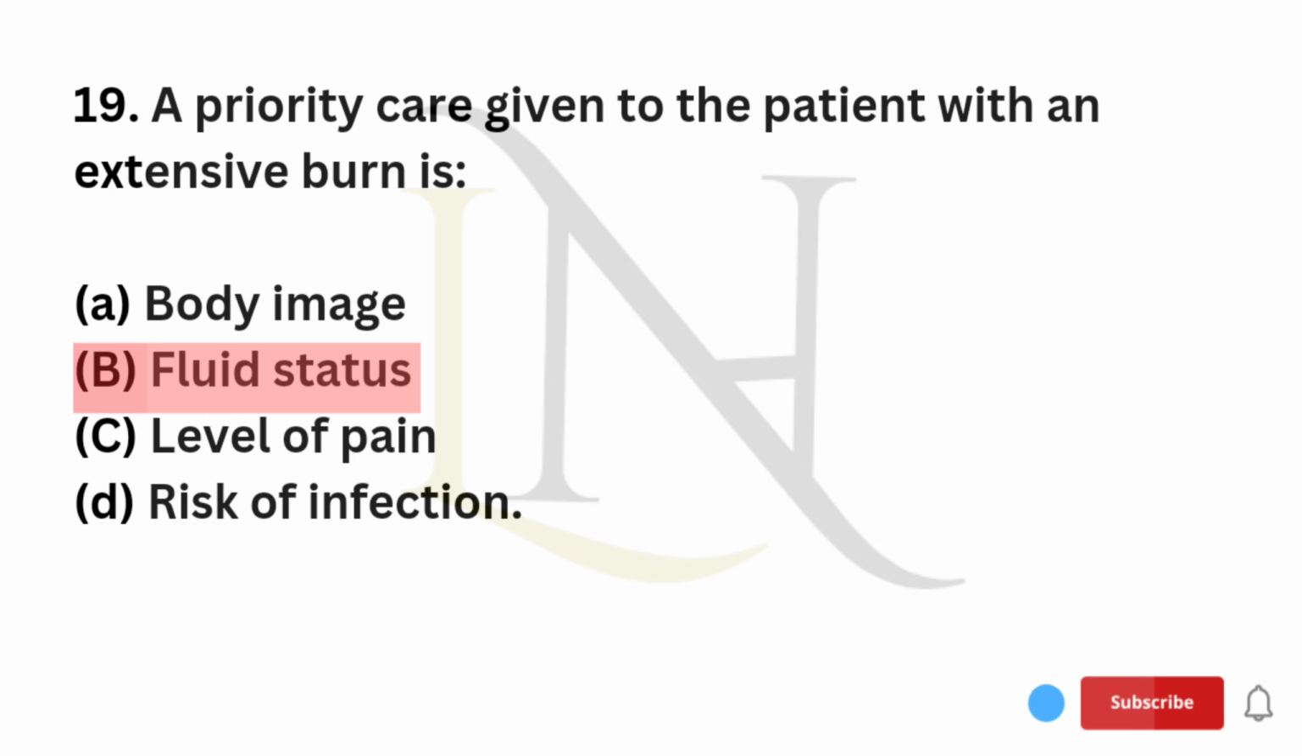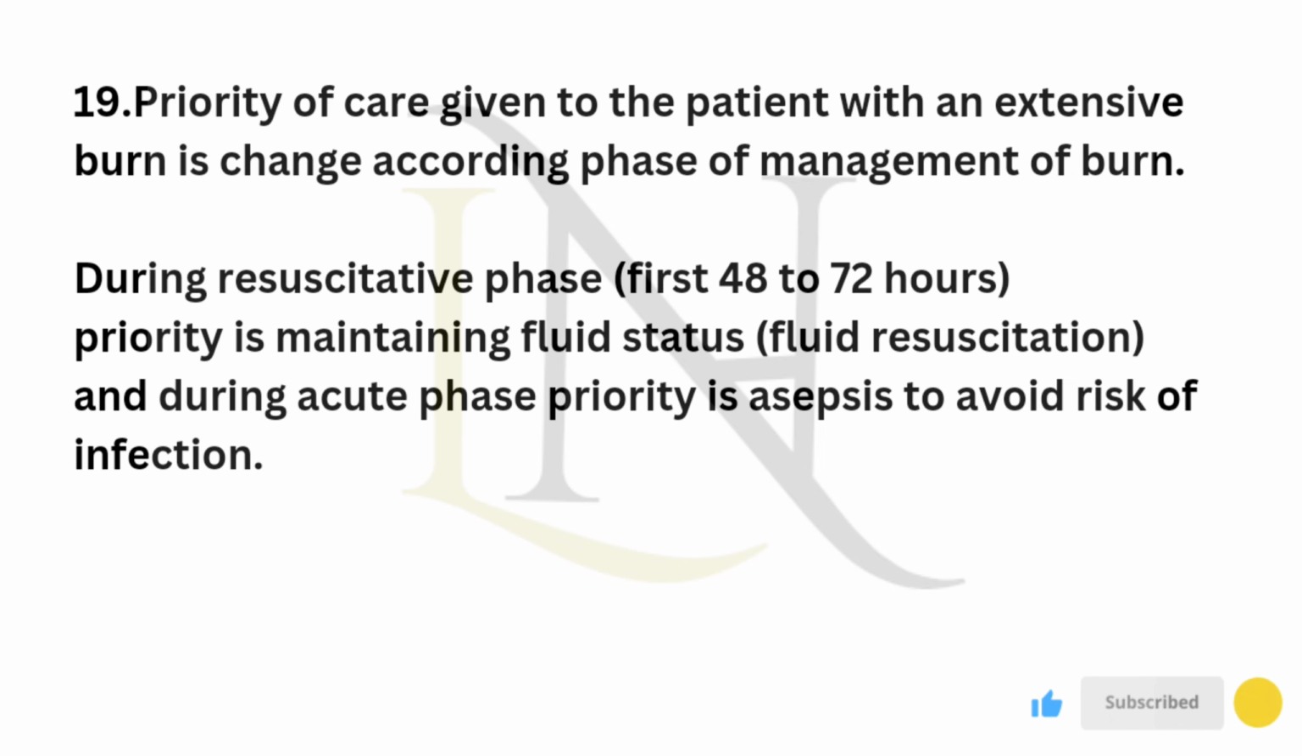We will see the rationale. Priority of care given to the patient with an extensive burn is changed according to the phase of management of burn. During resuscitative phase, meaning first 48 to 72 hours, priority is maintaining fluid status, that is fluid resuscitation, and during acute phase priority is asepsis to avoid risk of infection.